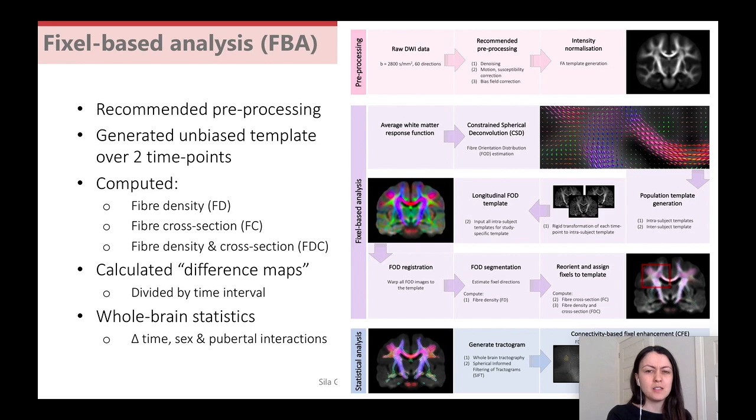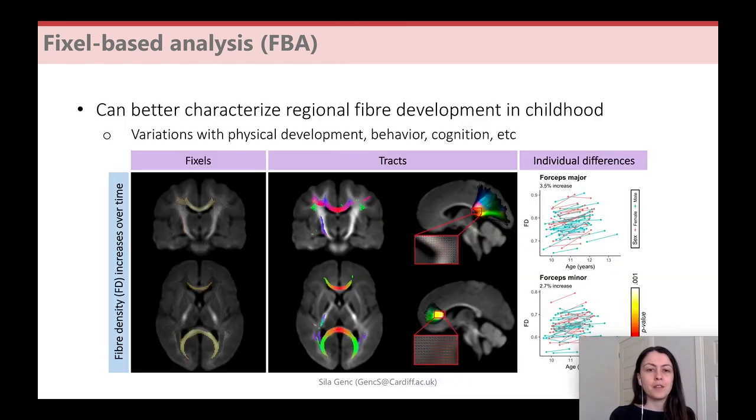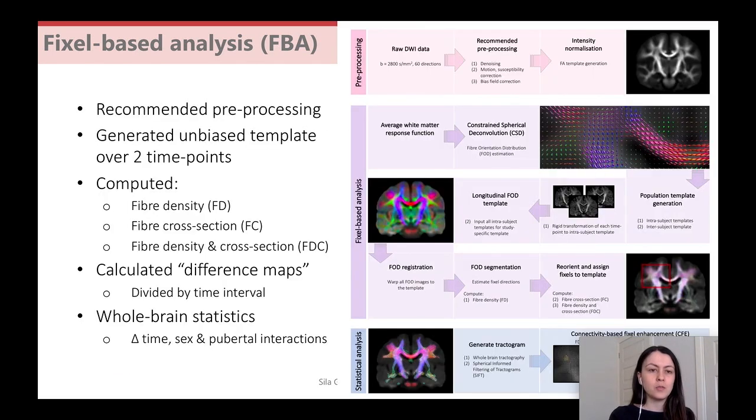So I won't go into this in detail, but we went through a recommended pre-processing and analysis framework and computed multiple fiber metrics, including fiber density, fiber cross-section, and fiber density in cross-section, calculated difference maps, and divided that by the time interval to make sure we were sensitive to the change per unit time, and performed whole brain statistics with reference to change in time, sex differences, and pubertal interactions.